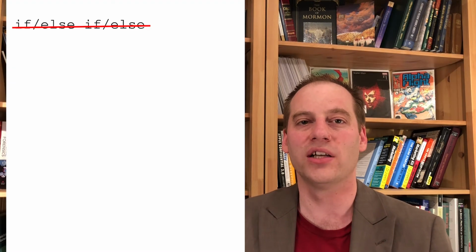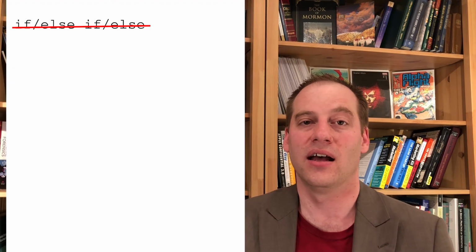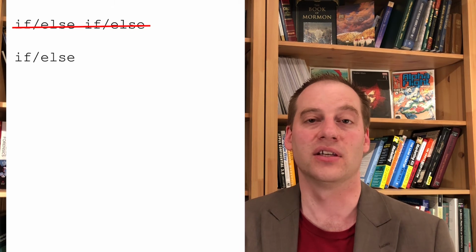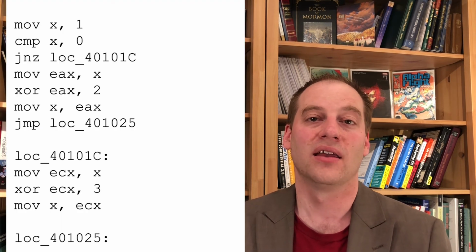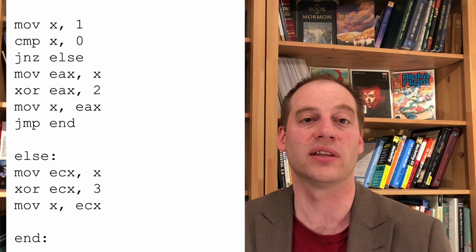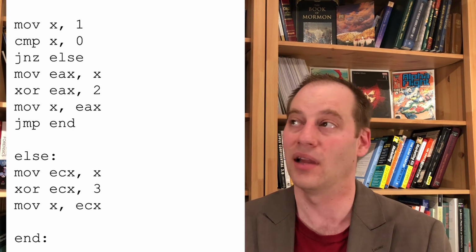Since there is only one jump, it can't be an if else. This follows the structure of an if, else if, else, since there are 3 locations, and the last location is just the end of the program. Thus, we can replace the location names with the conditional structure, like this.